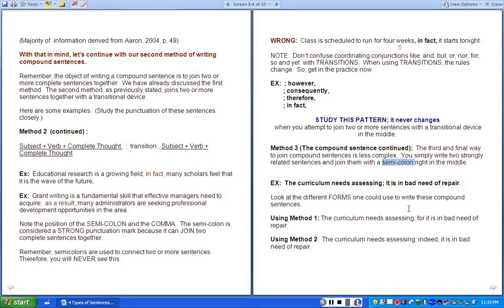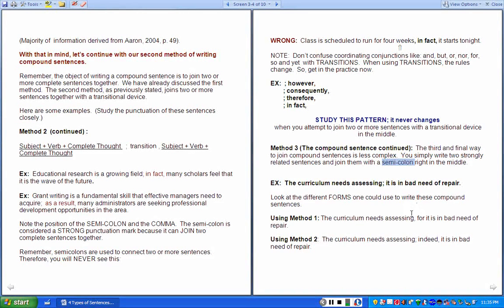So, you know, the semicolon is a very, very strong punctuation mark. There are really no other punctuation marks besides the period. And the period doesn't join sentences. Periods what? They end sentences. So the semicolon is the only punctuation mark that we can use that will merge two sentences together just by using a punctuation mark. Okay?